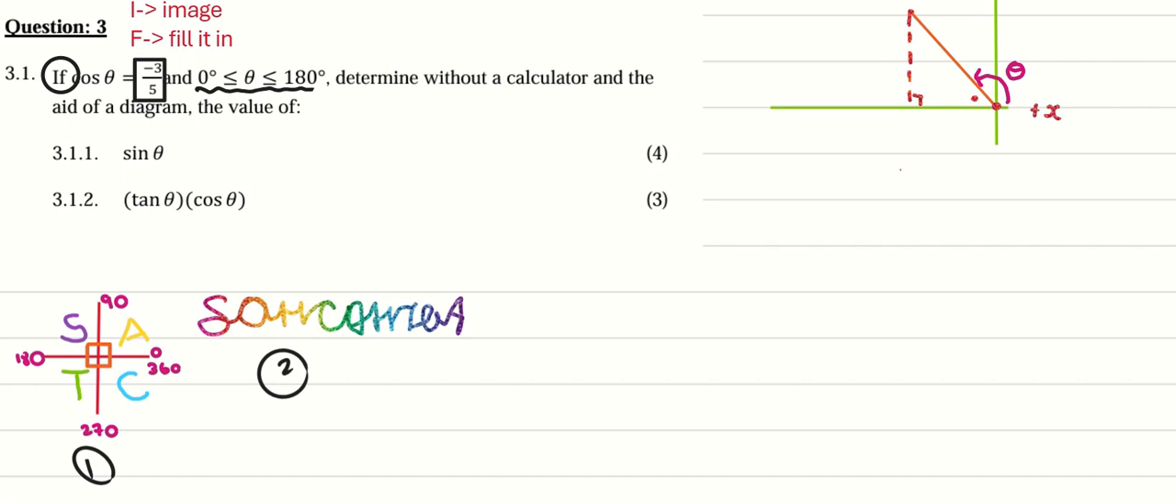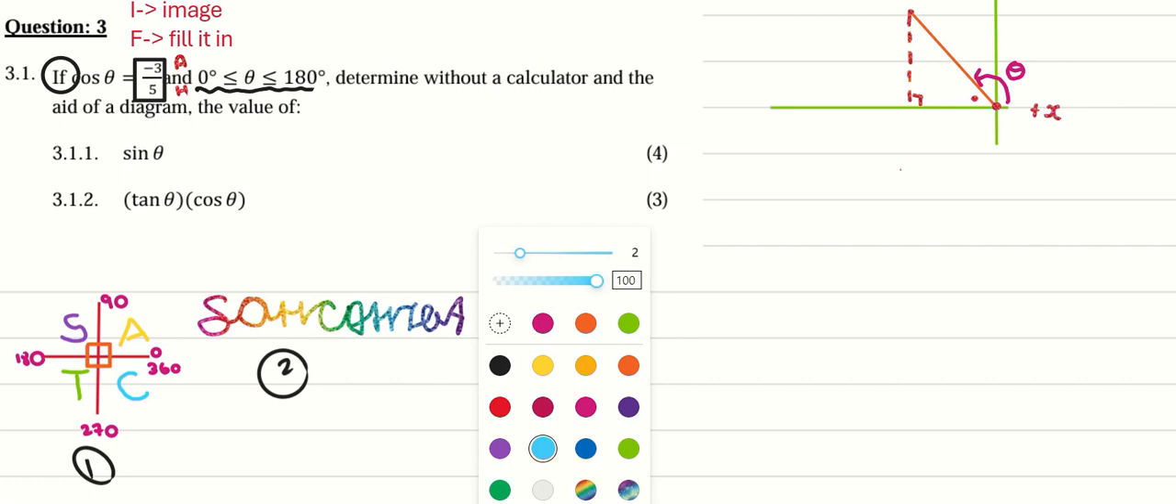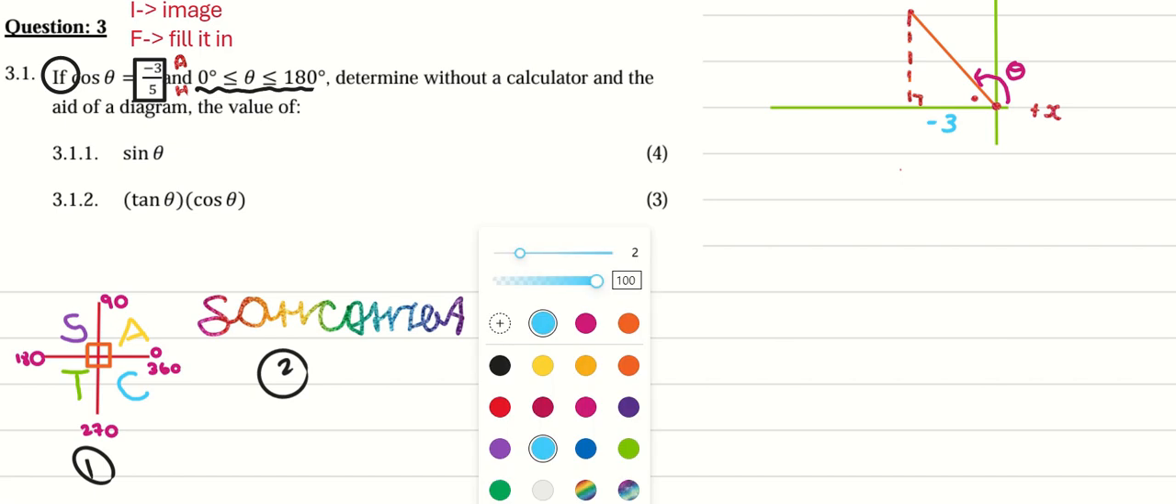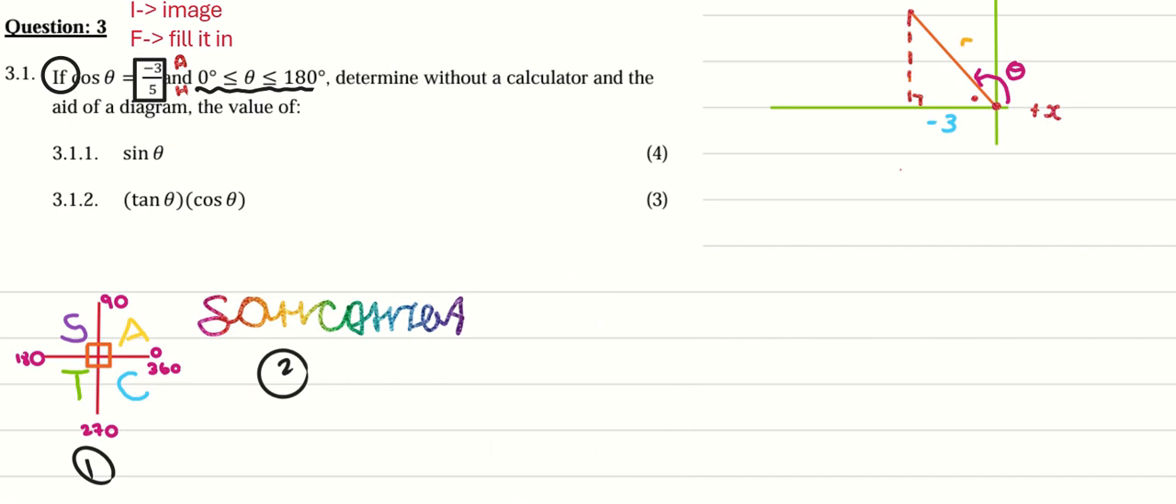So now, cosine theta is negative 3 over 5. That means the adjacent is negative 3 and the hypotenuse is 5, because that is what those things stand for, right? Cosine goes with adjacent and hypotenuse, and so the adjacent side is a negative 3, which I would like to do in color. So negative 3 for adjacent, and the hypotenuse is going to be 5, positive 5. Okay, right? But the second step is to fill in.